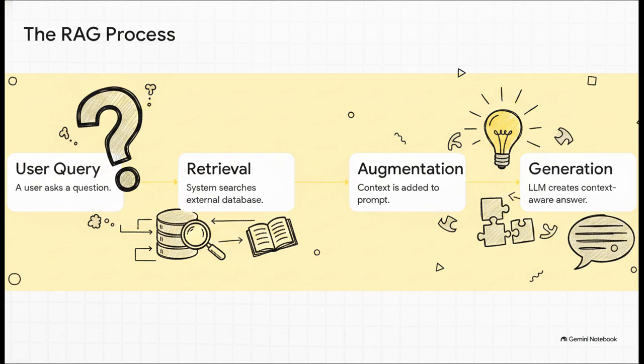Okay, so how does this actually play out? It's basically a four-step dance. First, you have the user query. Second is retrieval. The system goes out and searches an external verified database for information relevant to that specific question. Third is augmentation. It takes those retrieved facts and literally pastes them into your original prompt to give it context. And fourth, generation. The LLM reads that newly augmented, fact-filled prompt and generates a highly accurate, context-aware answer. It is just a brilliantly simple, elegant solution.